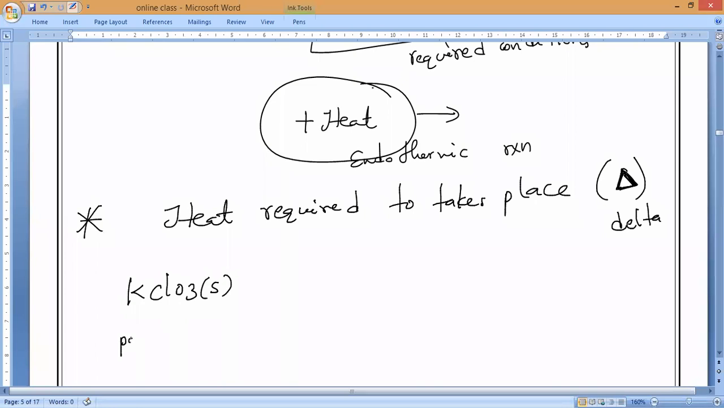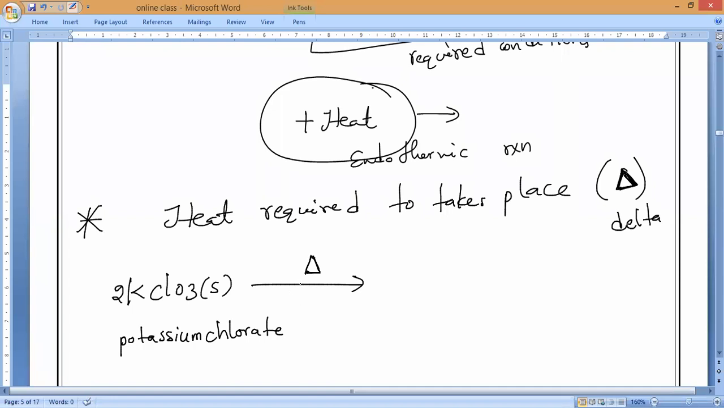What is the name of this one? A very, very important reaction. Potassium chlorate, which is in solid state, will react, which means it will be heated. Heat means what I said, Delta. Delta indicates heat is required.